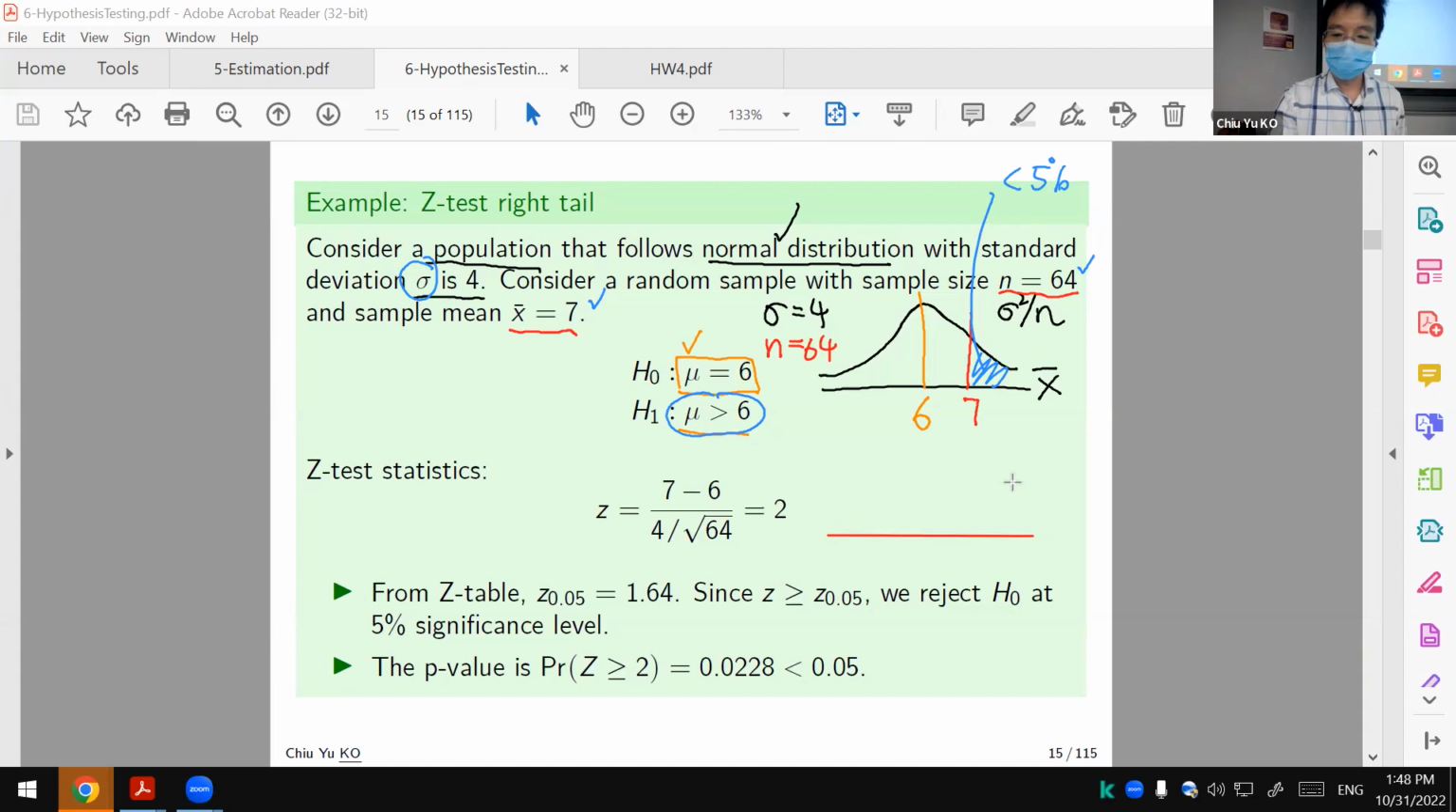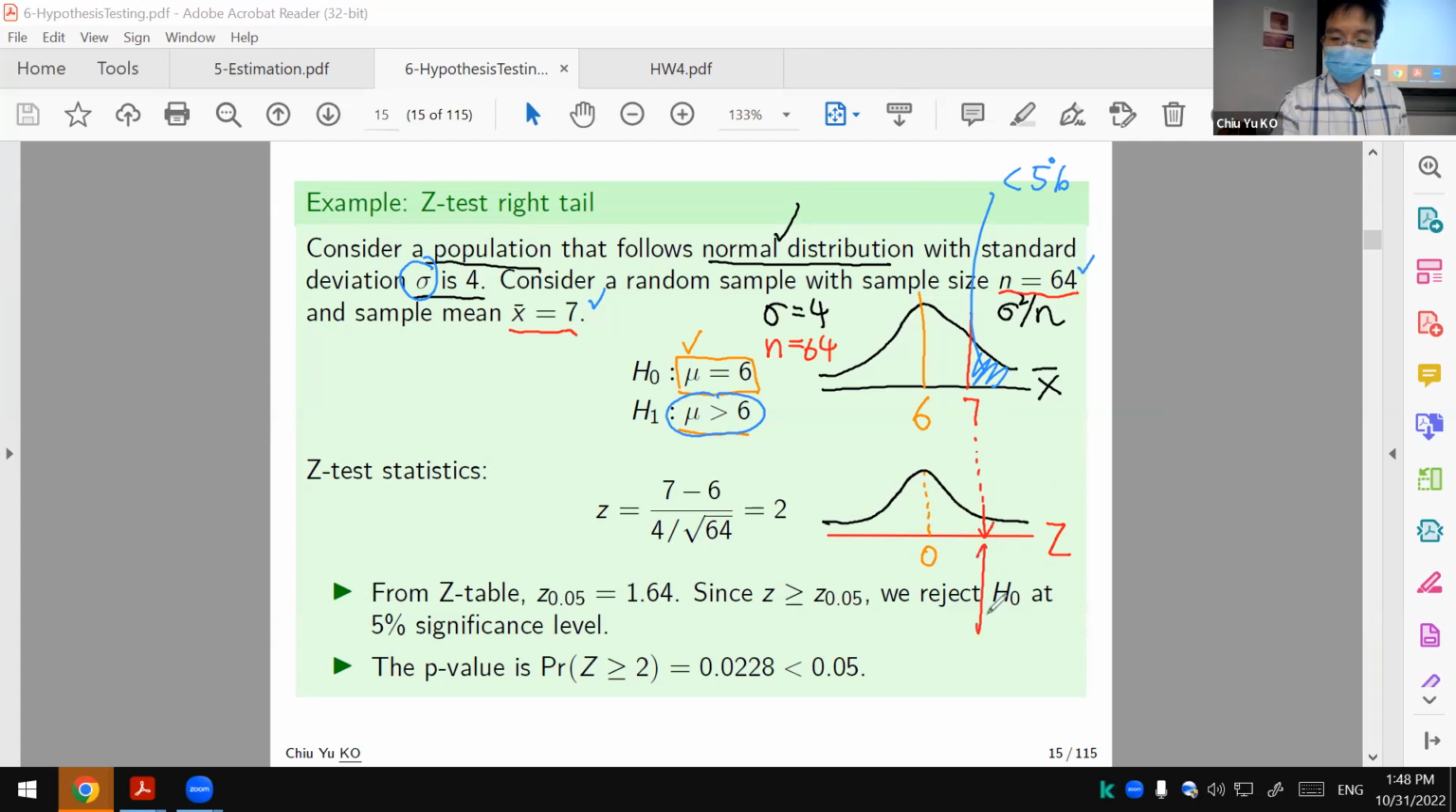So let's try to be consistent. We transform it to Z, and the 6 will become 0. And we have a t here. And the question is, this guy, 7. What's this guy? How do we get it?